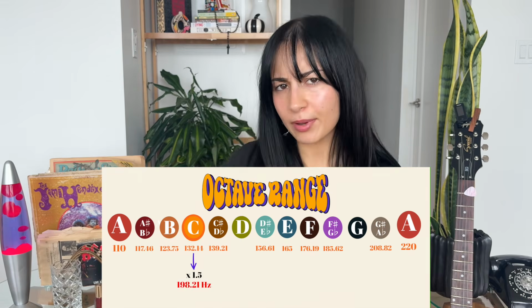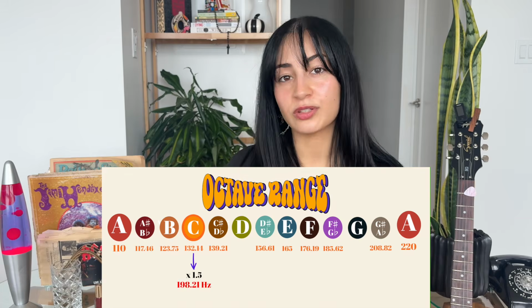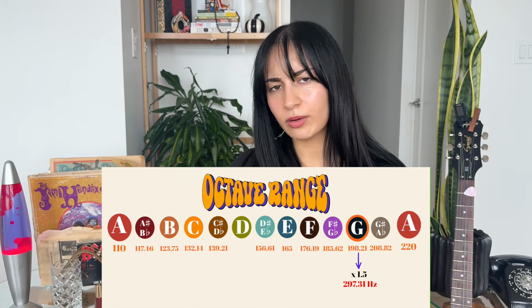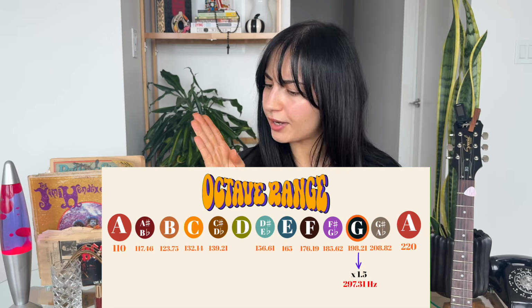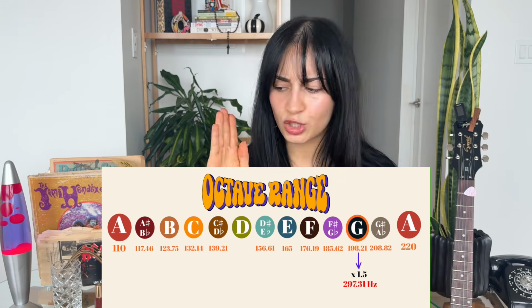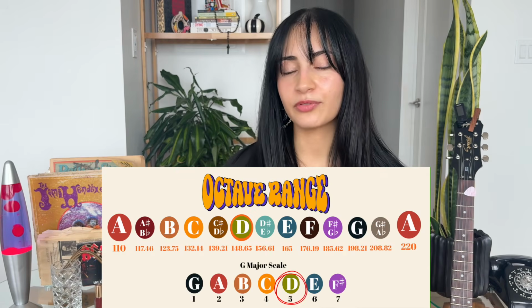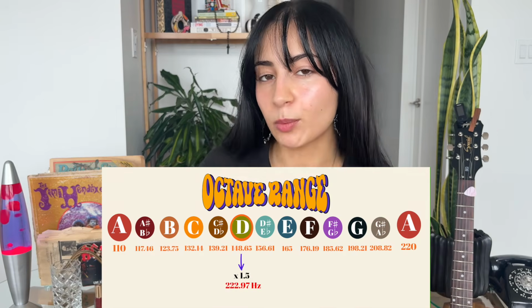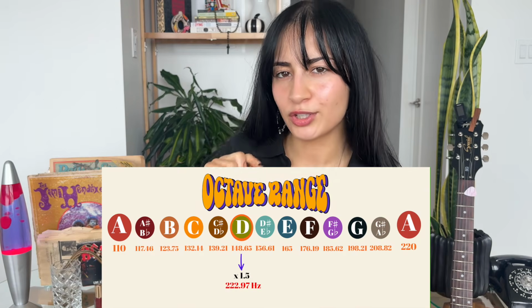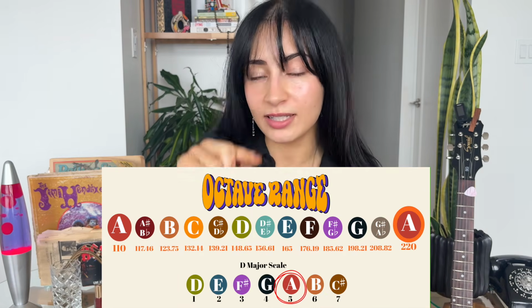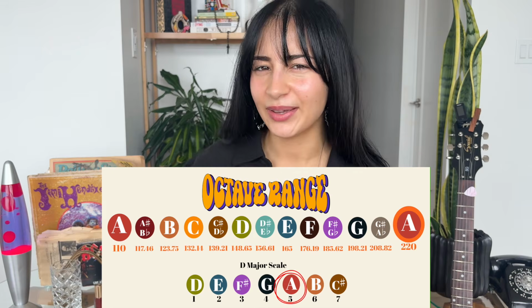Then we'll multiply that by 1.5. We get 198, which is the frequency of the G note. Multiply that by 1.5, we get 297. Cut it in half because it's above 220. It's not being very nice. Cut it in half, and we get 148, which is the frequency of the D note. Multiply that by 1.5, and we get 222, which is the frequency of D's perfect fifth, A.